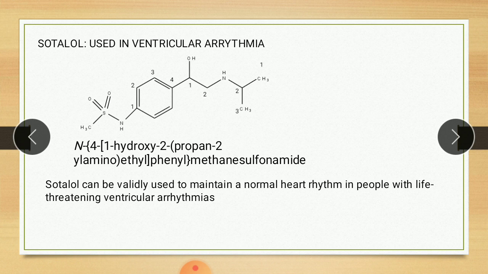Next drug is the beta blocker sotalol. This is the structure of sotalol. If you see the IUPAC name, again here is the same group, methane sulfonamide. N means this N, 4 means this 4, 1-hydroxy means this 1-hydroxy, 2 means this 2. On the 2 position, propan-2-ylamino, propane meaning three carbons with amino. Then ethyl means this ethyl, phenyl, methane sulfonamide. Sotalol can be used to maintain normal heart rhythm in people with life-threatening ventricular arrhythmia. So that is about sotalol.